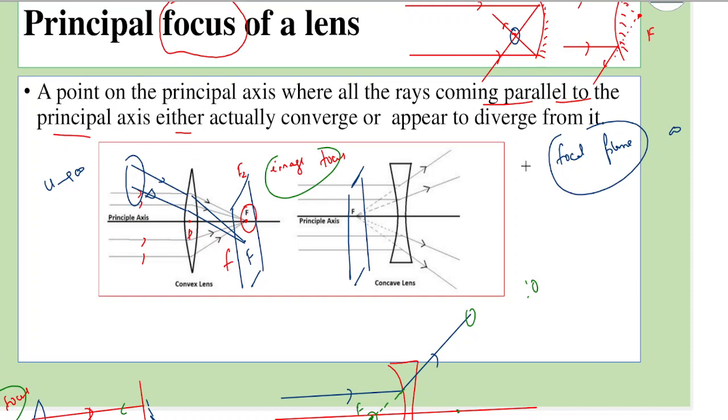Of all the focus points, there is one point which is most important, and that point lies on the principal axis. That's called as principal focus. So keep in mind that principal focus is one kind of the focus point which lies on the focal plane. So from now on, whenever I say focus, it is only the principal focus, or more precisely, it is the image principal focus.